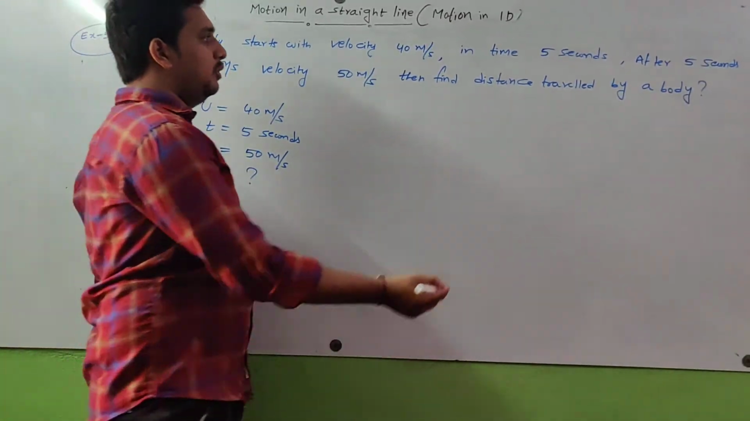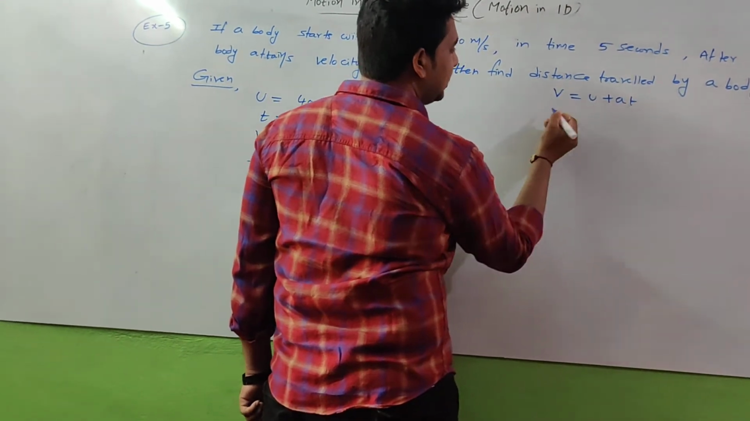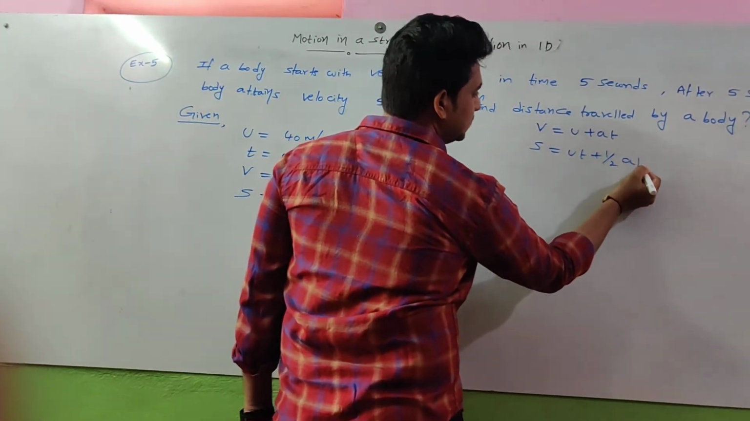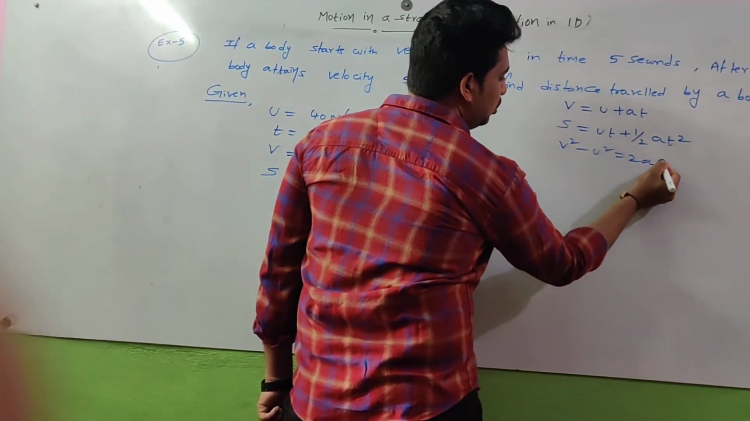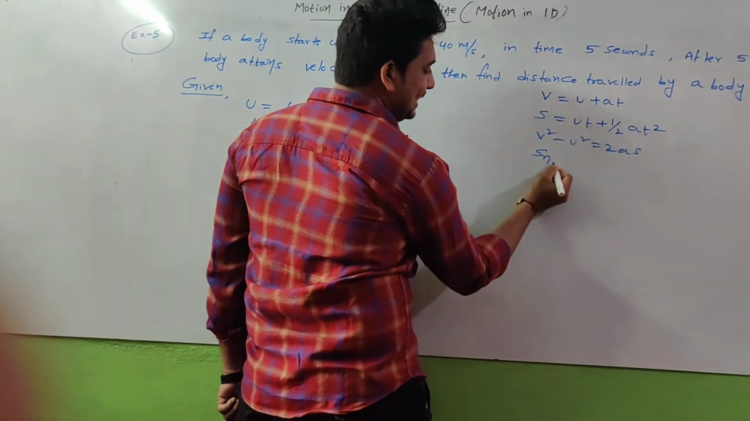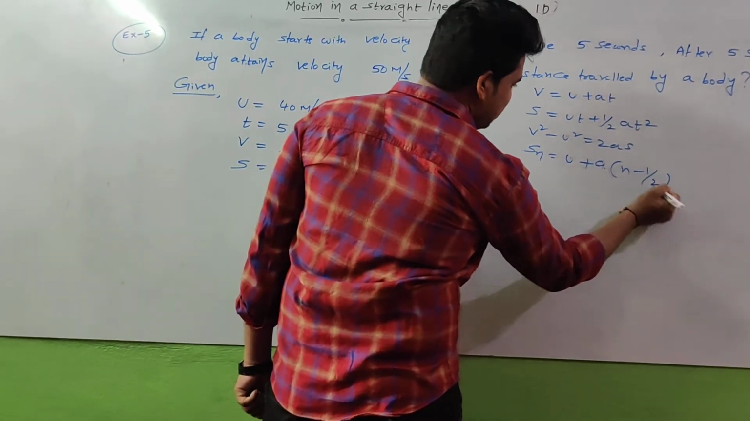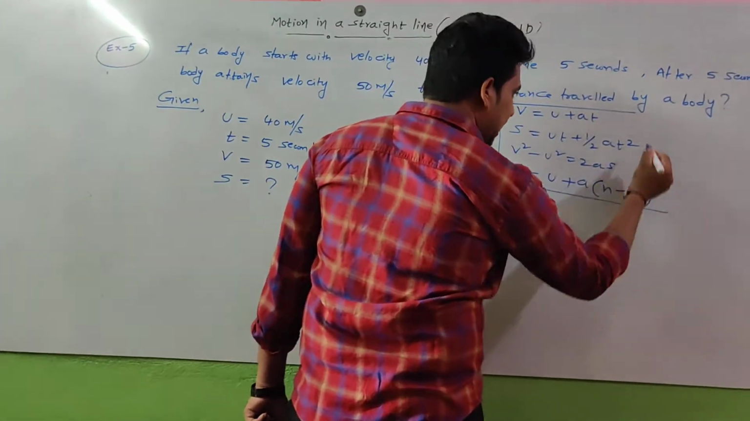So what are the four equations of motion we had? v is equal to u plus at. s is equal to ut plus half at square. v square minus u square is equal to 2as. Sn is equal to u plus a into n minus 1 by 2. So these are the four equations of motion we had.